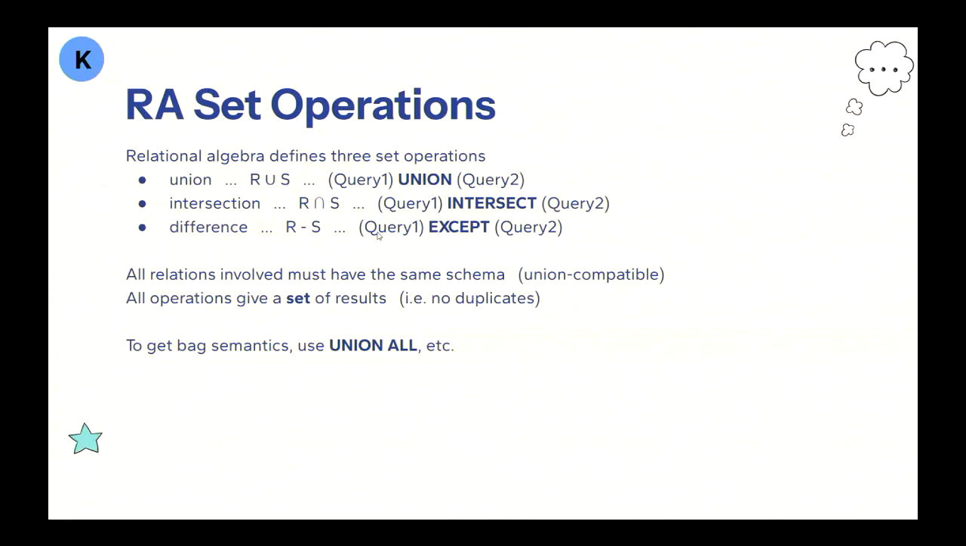So here, in order to use set operations, all the relations involved as operands must have the same schema. In other words, they must be union compatible. So that's the first requirement here. And the second restriction is that all the operations will give us a set of results. The behavior is quite similar to SQL. So in order to get a bag back, we need to add the keyword ALL. So here are the set operators.